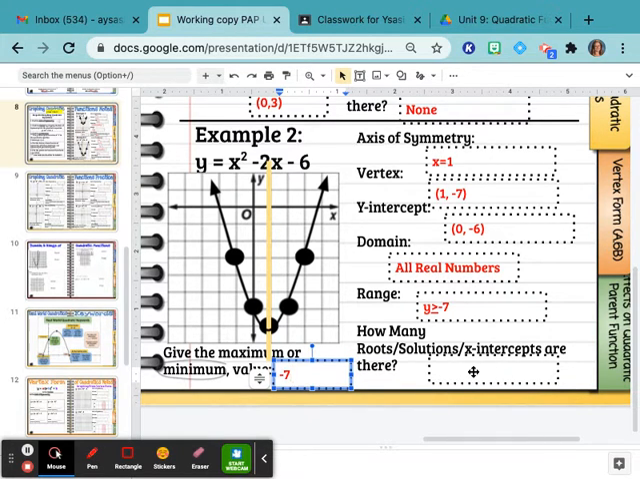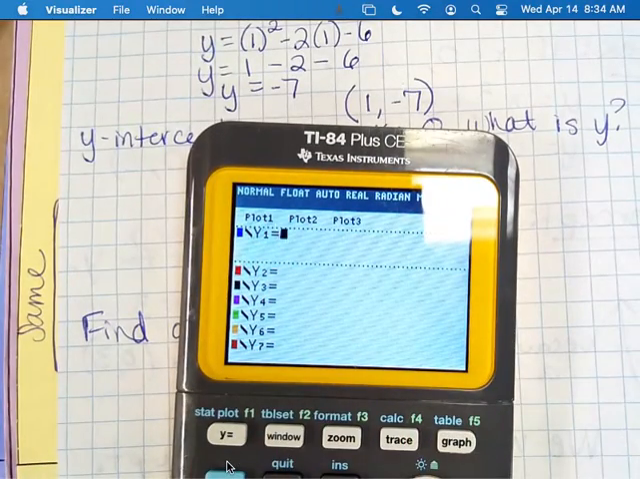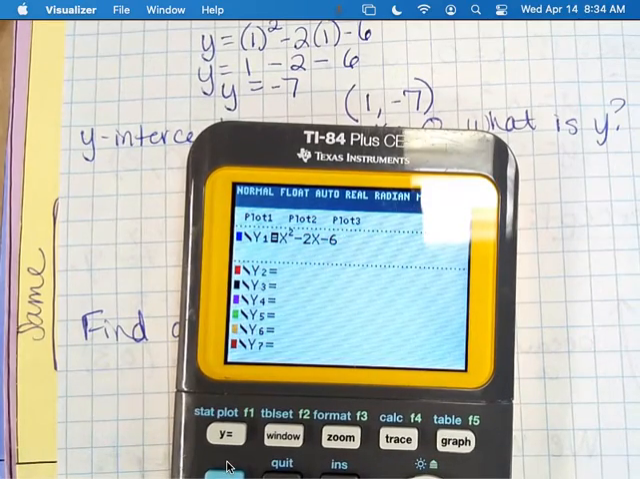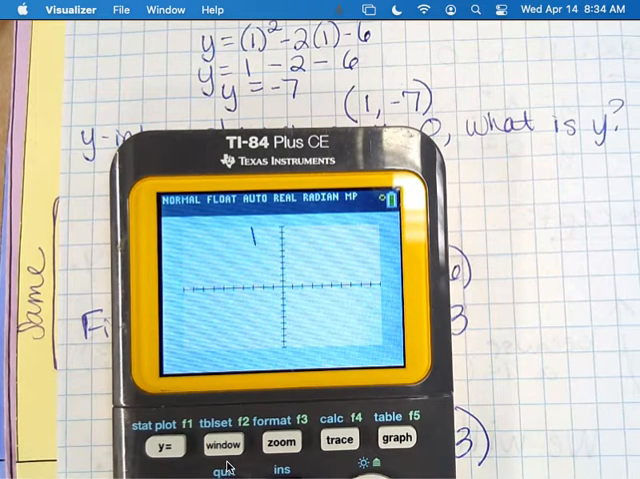How many solutions or x-intercepts are there? How many places does it cross the x-axis? 2. Can we find what they are? Looks like it's here and here, but I'm not 100% on that, so I'm going to put it in my calculator because I may have done my graph a little off. So y equals x squared minus 2x minus 6. Graph it. Oh, it does not go through.